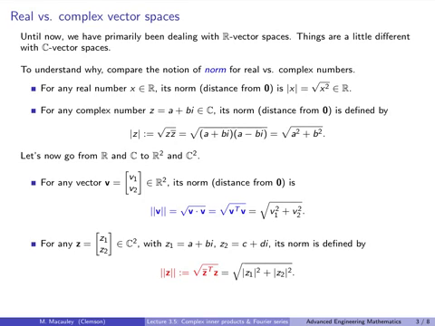Similarly, for any complex vector z in C2, so this consists of two components, z1 and z2. Let's say z1 is a plus bi and z2 is c plus di. Its norm is defined as follows. We write norm z like we do norm v, but now we define this as the square root of z bar transpose times z. Compare that to what we have up here, v transpose v. The only difference is we don't have a bar up here, but we could put a bar up here because everything's real.